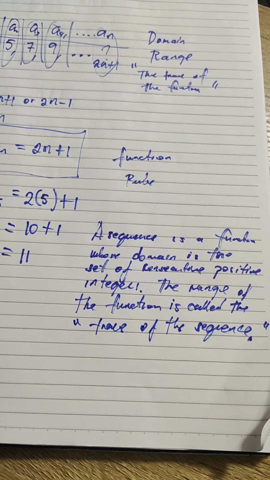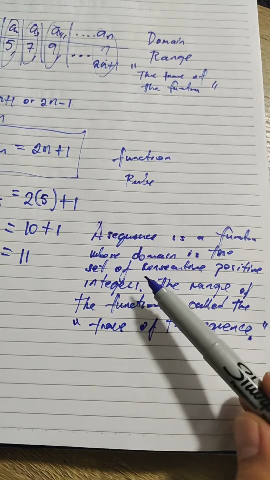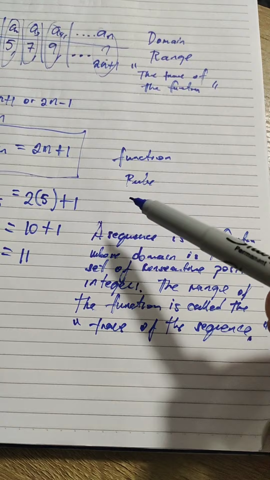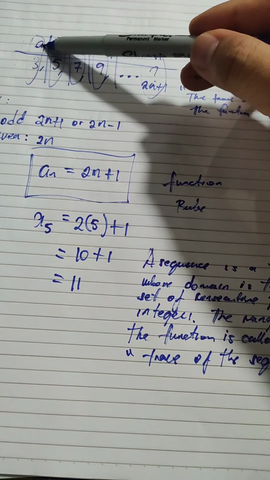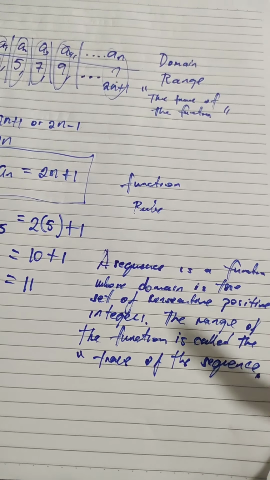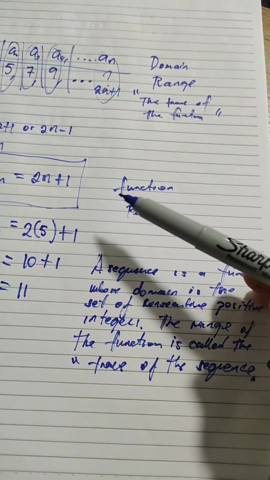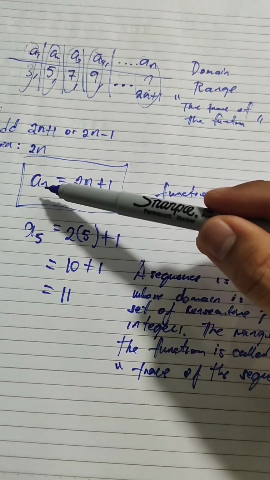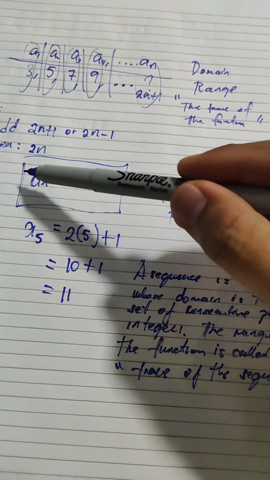So for today's lesson, we learned that a sequence is a function whose domain is the set of consecutive positive integers from 1 to positive infinity, as you can see from here, because this is the first term to the nth term. And the range of the function is called the trace of the sequence, because in this function, whatever you input for n will be the output of this function.